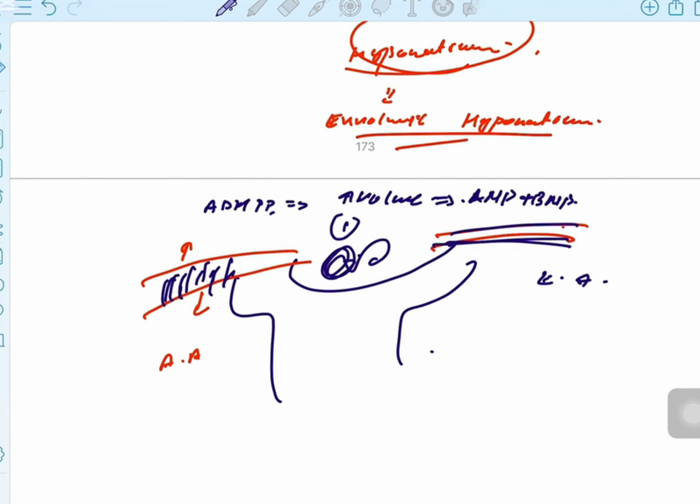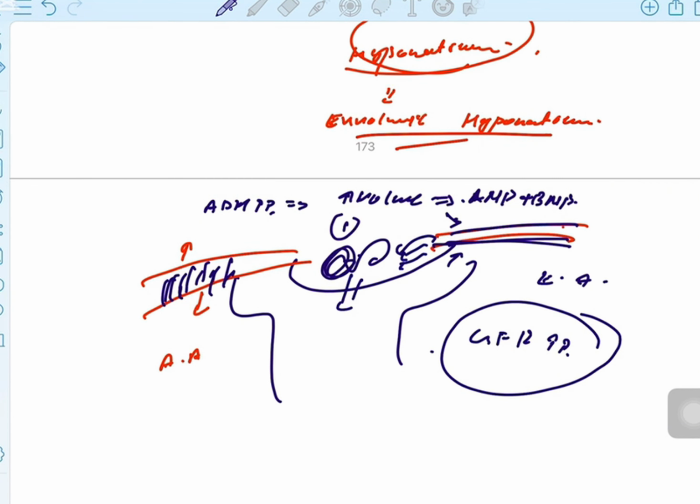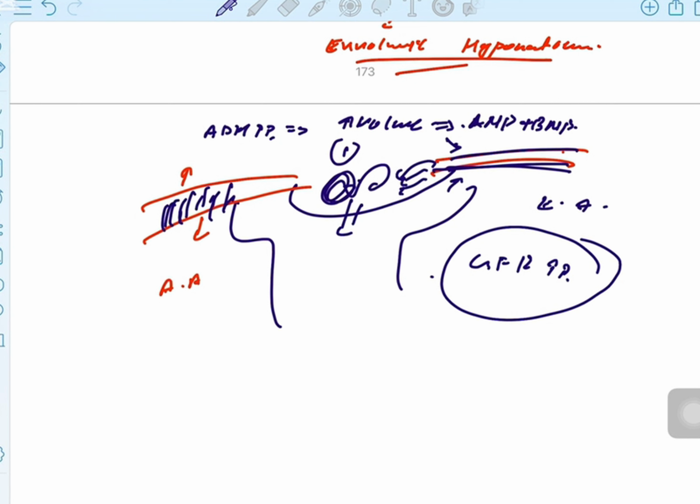On the other side, ANP and BNP cause constriction of the efferent arteriole. When the efferent arteriole constricts, the fluid returns back. Then ANP and BNP cause filtration of the fluid, meaning they increase the glomerular filtration rate. After that, we all know that this fluid is also reabsorbed from the kidney tubules, from the proximal convoluted tubules. Maximum fluid is reabsorbed there, and in the other parts of the tubules the fluid is also reabsorbed.